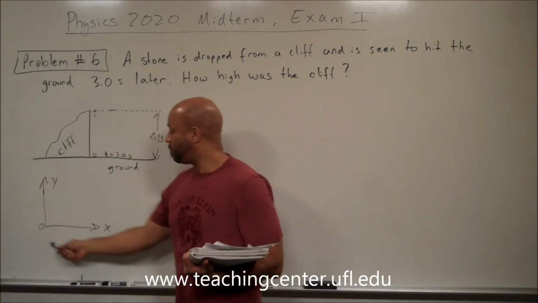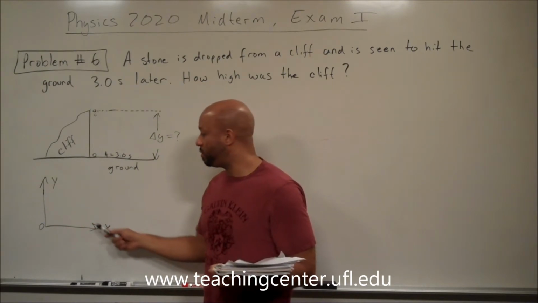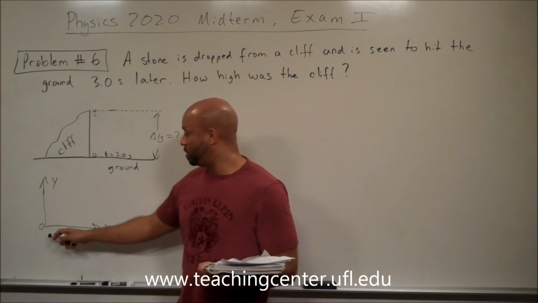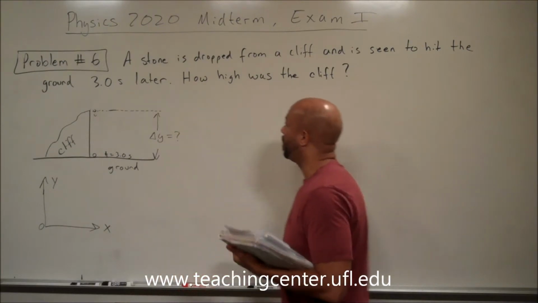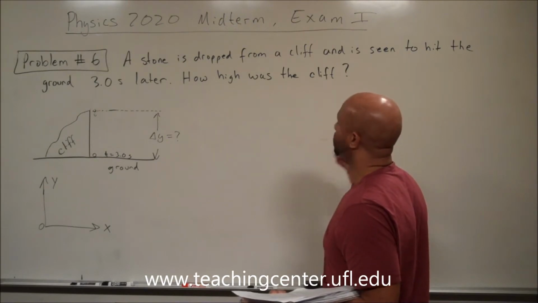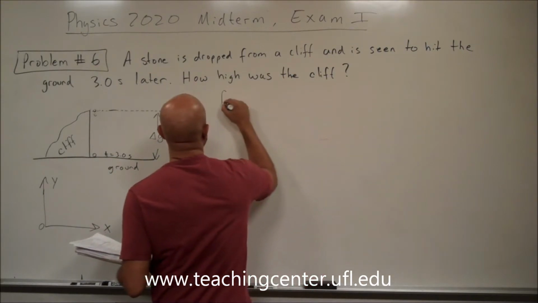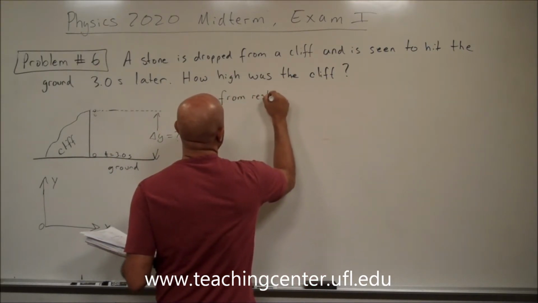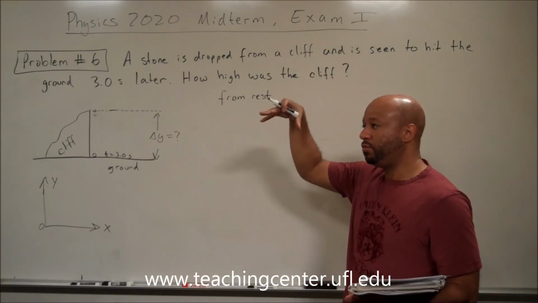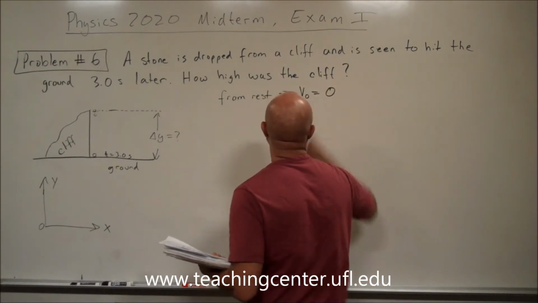I also define my coordinate system, with the positive x direction going this way and the vertical y direction going up. That means our origin is here at 0. We can interpret something from the problem statement. The stone is dropped, so it's dropped from rest. Even though it doesn't say explicitly, if we just drop a stone, it's not moving initially, so the initial velocity is equal to 0.